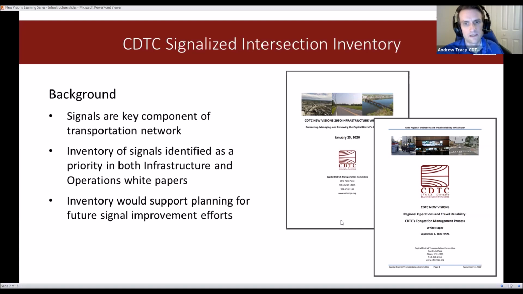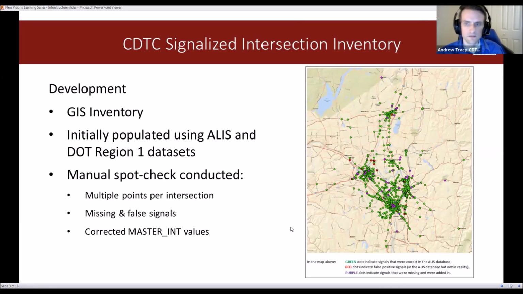So when we were compiling the New Visions update, traffic signal inventory was identified as a priority in 2 of the New Visions white papers, in the infrastructure and also the operations white paper. This inventory, much like all of the pavement and bridge data that we collect, having a signalized intersection inventory could also support a number of future planning efforts on signalized arterials, which I'll discuss in a minute. So I began working on collecting all of the signal data I could find back in the spring and compiling it into one GIS inventory for the region.